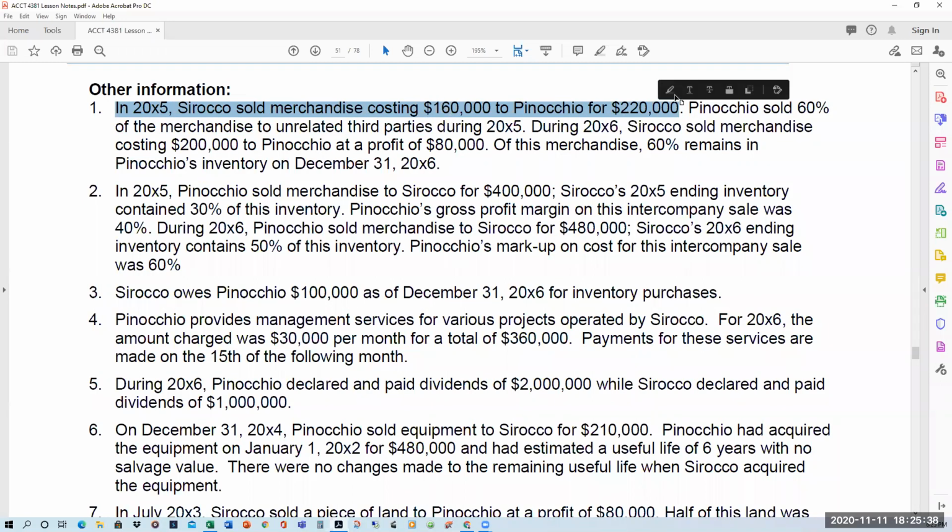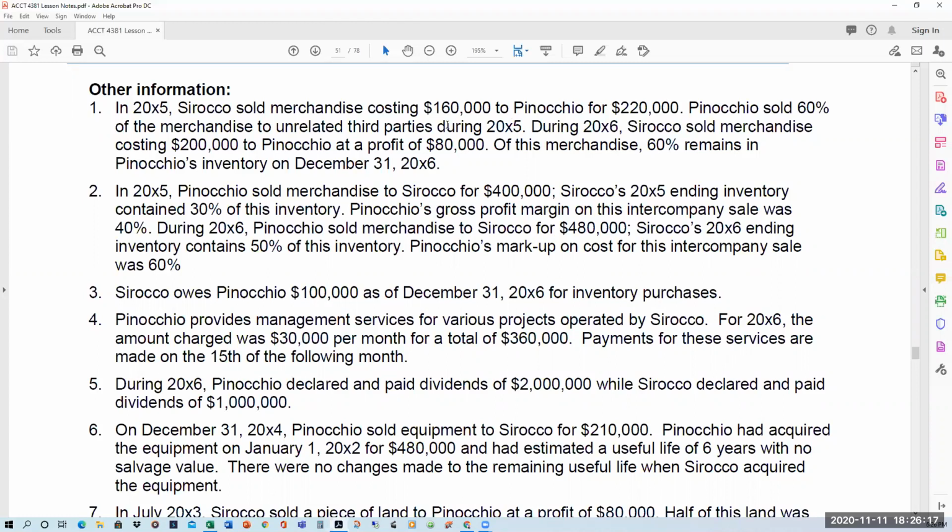So you're given the cost, you're given the selling price. You can calculate the profit by subtracting the cost, $160,000, from the selling price, $220,000. That was the total profit. Out of that $60,000 total profit, Pinocchio sold 60% of the merchandise to unrelated third parties in the year 2005. So 60% of the total $60,000 of the profit will have gotten realized in 2005. So what was unrealized at the end of 2005 is 40% of $60,000.